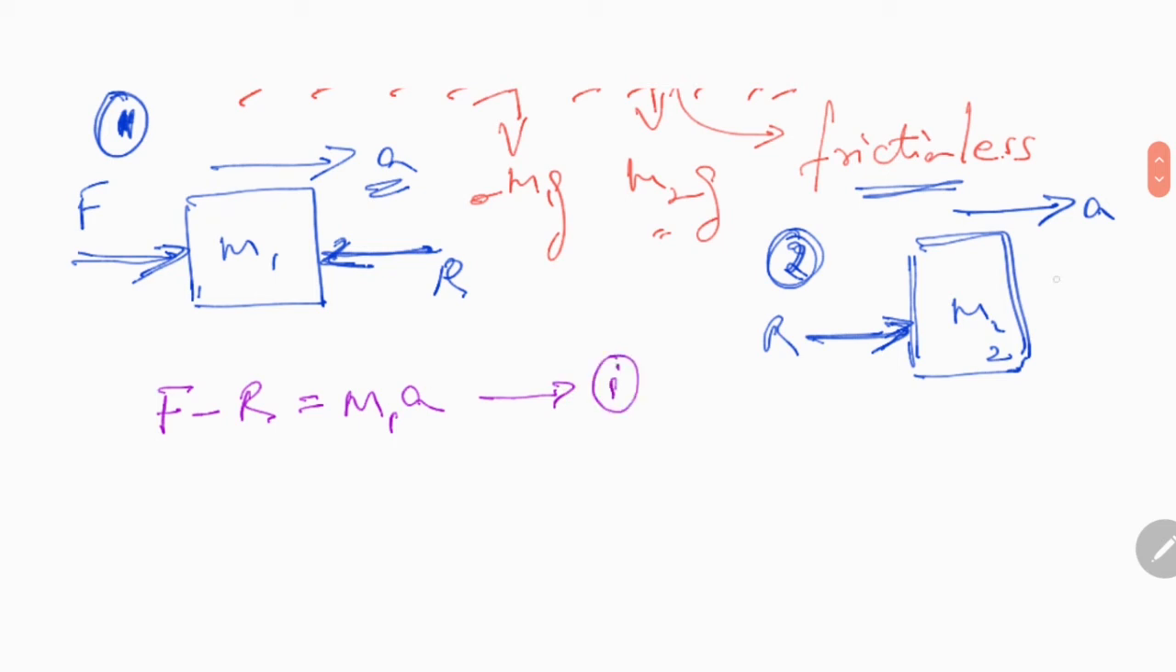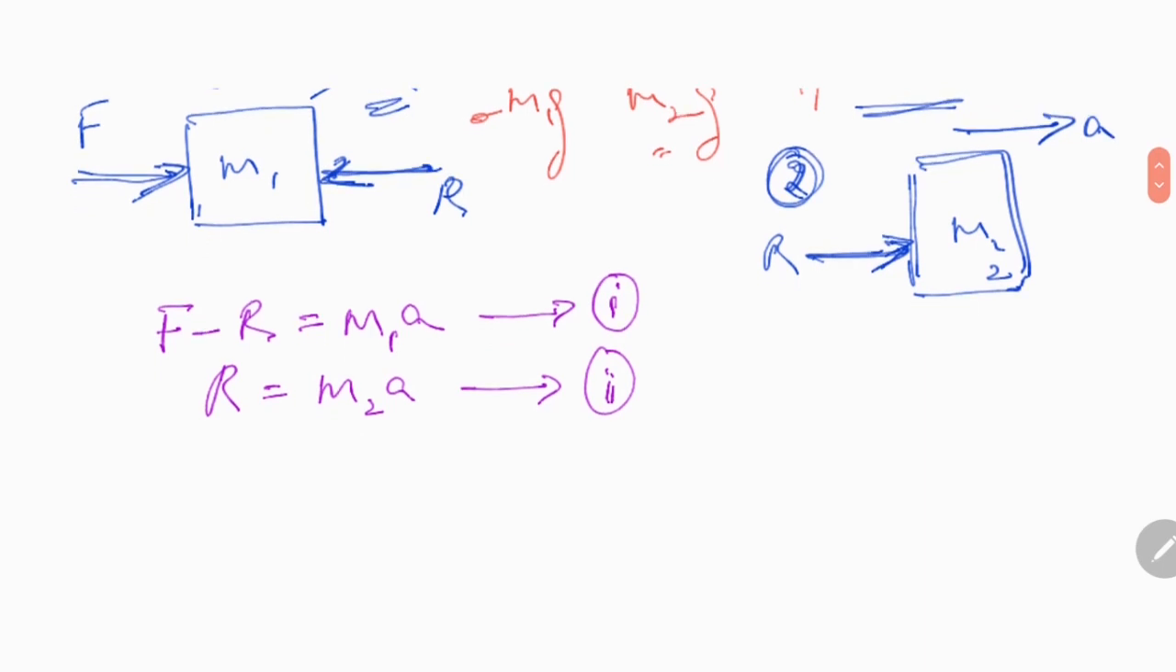Now what will be our second equation? This is it. So the only force that is acting is R, and that is making the body move forward with an acceleration of a. So obviously R will be equal to m2a. This is your second equation. I hope you have no doubts about this. Fair enough?